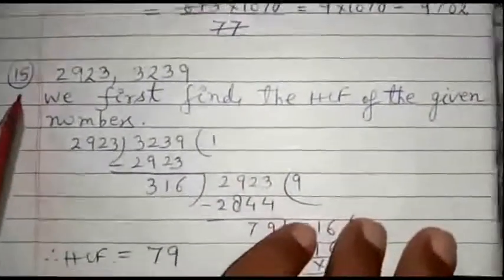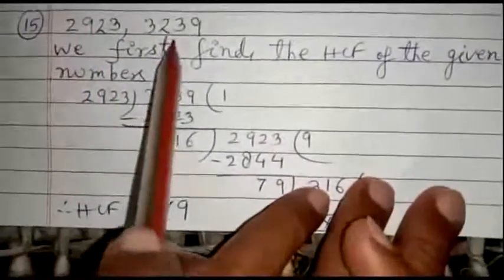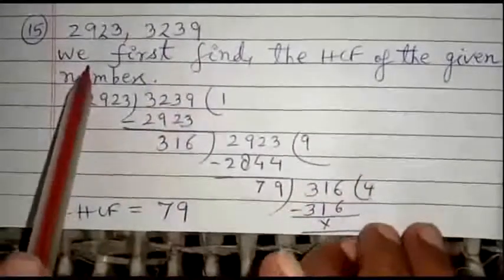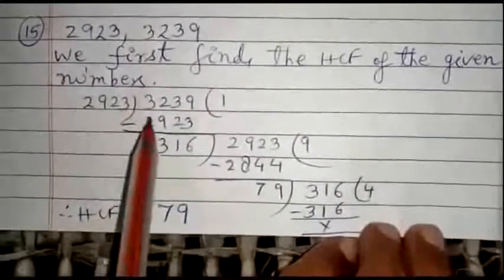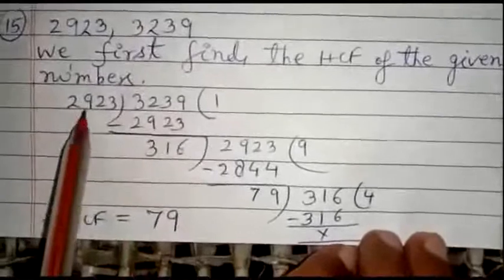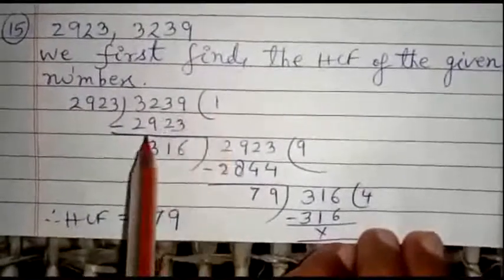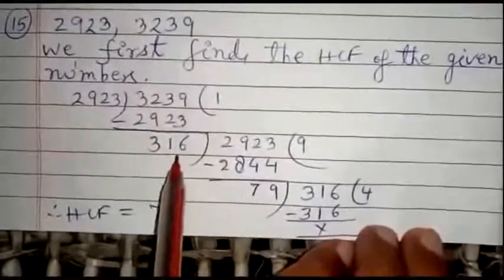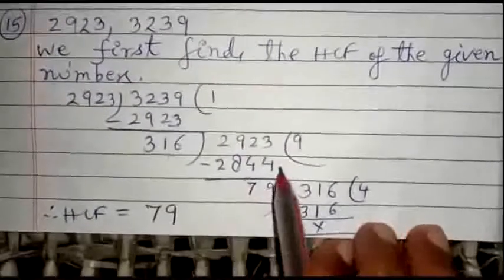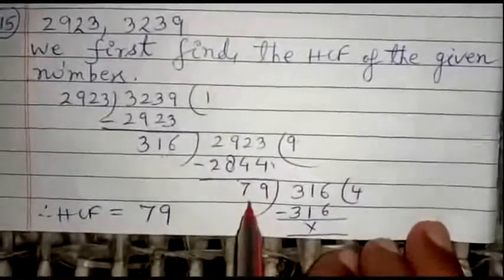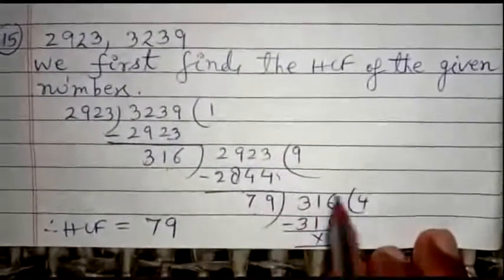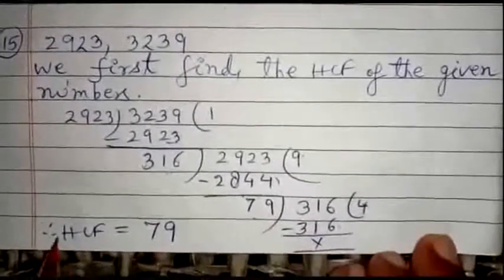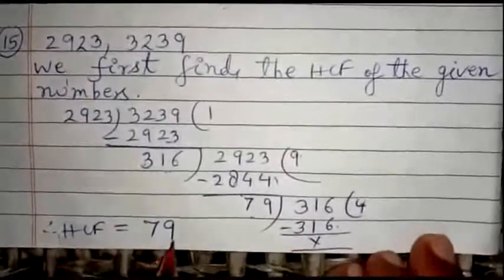Now question number 15: 2923 and 3239. We first find the HCF of the given numbers. 3239 divided by 2923, once is 2923, remainder 316. 316 nines are 2844, remainder is 79. We write 316, 79. 79 times 4 is 316, remainder will be 0. Therefore HCF is equal to 79.